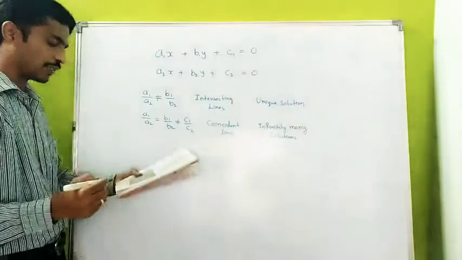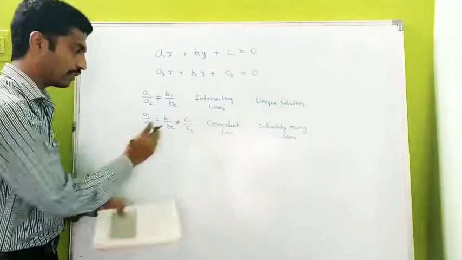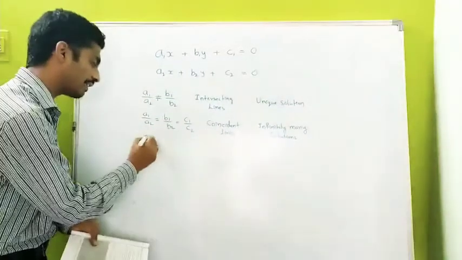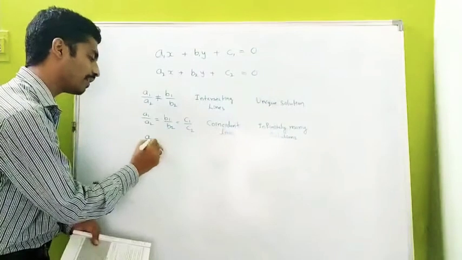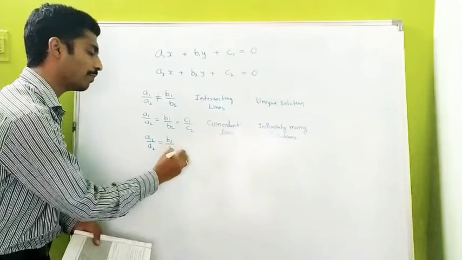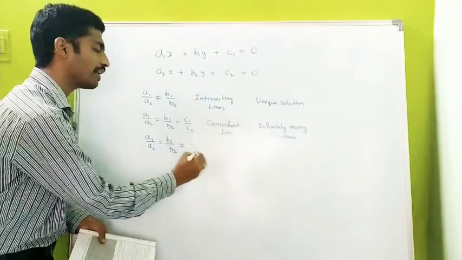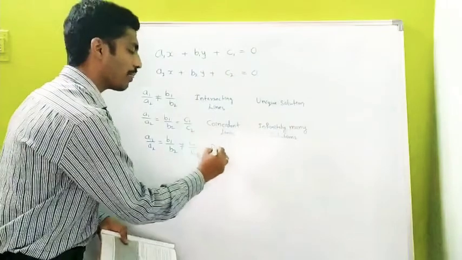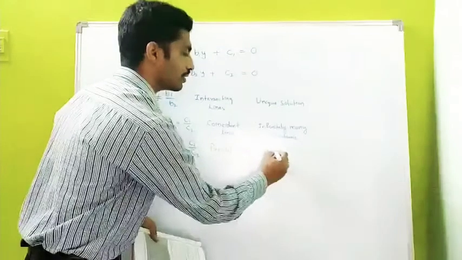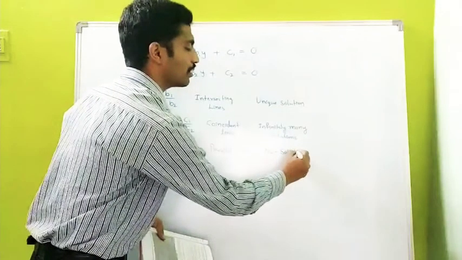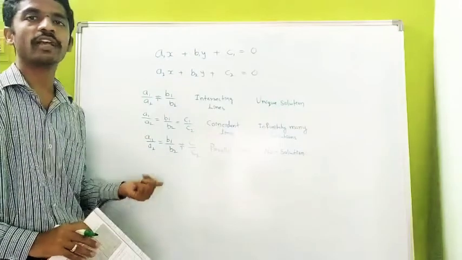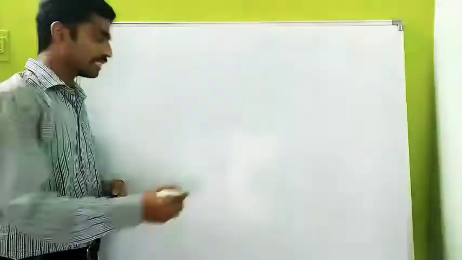So the last one is, here b1 by b2 is equal to c1 by c2, and at the last, a1 by a2 is equal to b1 by b2 but not equal to c1 by c2. So these are parallel lines. If we get parallel lines, it means no solution. No solution we will get. So like this you will get the three graphs. Okay guys, exercise 3.2.